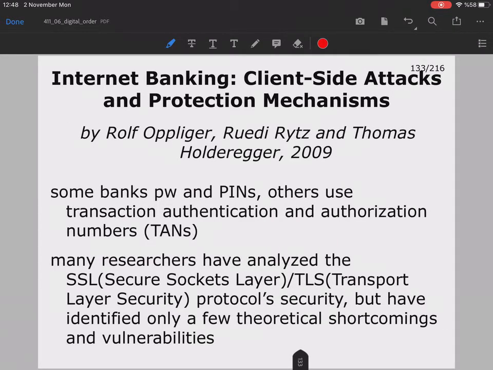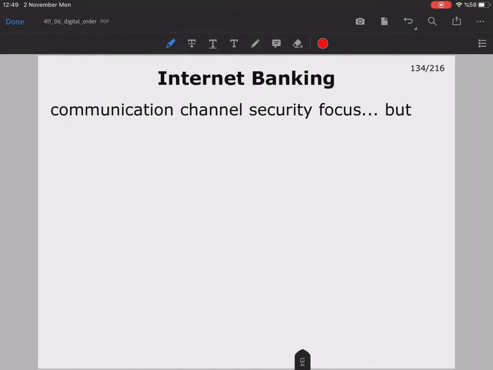And for the internet banking side, client-side attacks and protection mechanisms, there was an article by Opplinger and his friends in 2009. Some banks use passwords and PINs, and other banks use transaction authentication numbers for this purpose. Many researchers have analyzed the Secure Socket Layer, SSL and TLS protocol security, but have identified only a few theoretical shortcomings and vulnerabilities. In fact, they are not so bad.